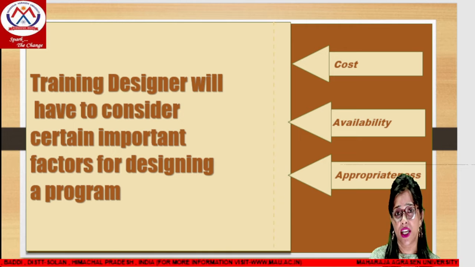So the designer will have to consider some important points, like what is the cost involved in that planning? What is the availability of the resources which are required for the training program? And what is the appropriateness of the training?